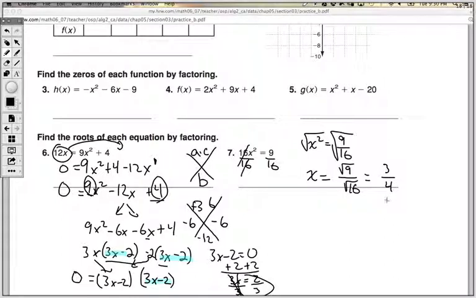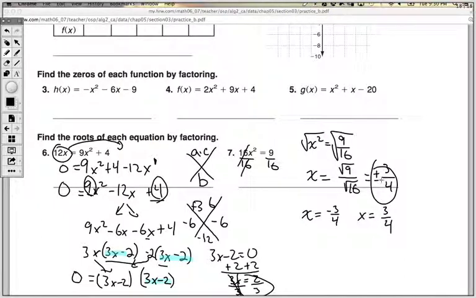But because we took the square root, we don't know if the original number, x, was positive or the negative. So we got to say it's both. So x is actually two answers. X equals negative 3 over 4, and x equals positive 3 over 4.